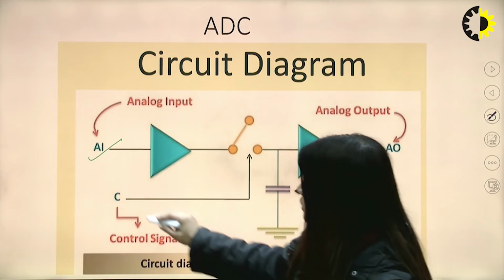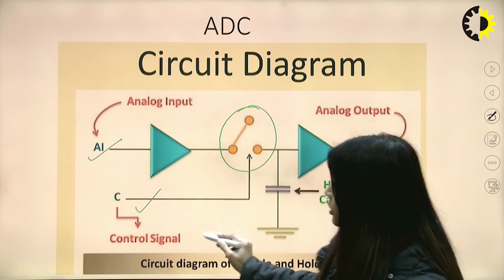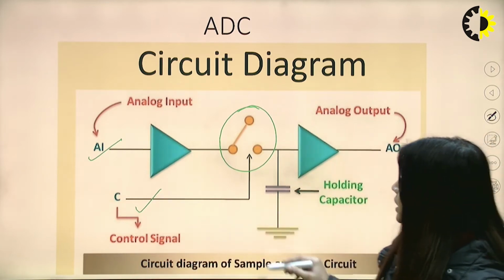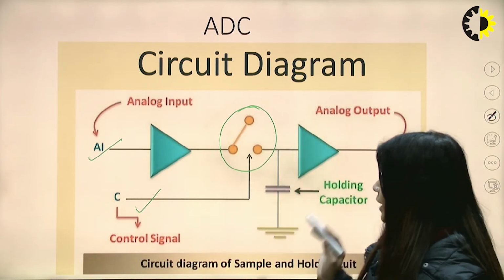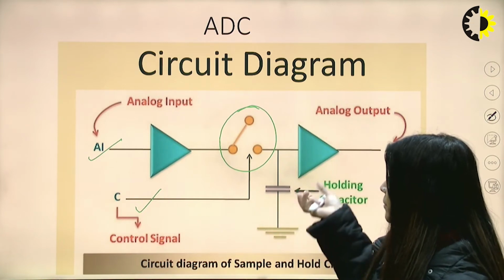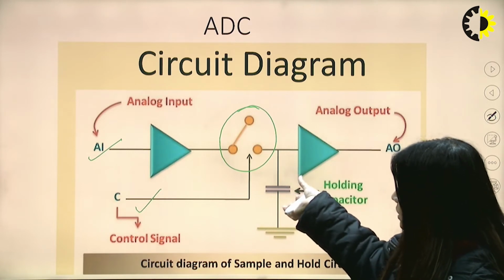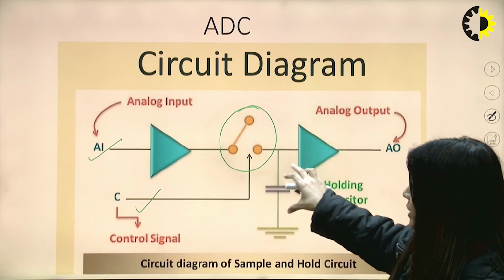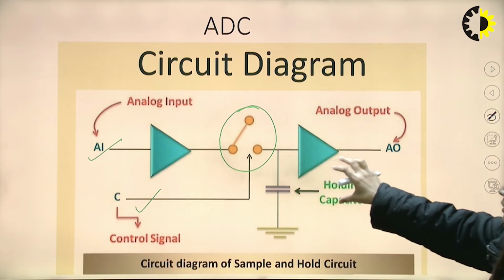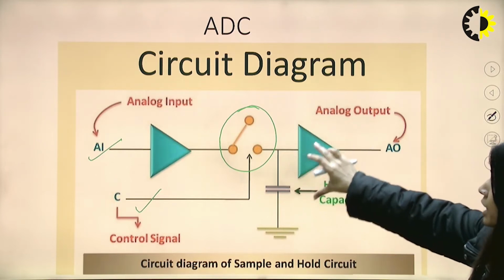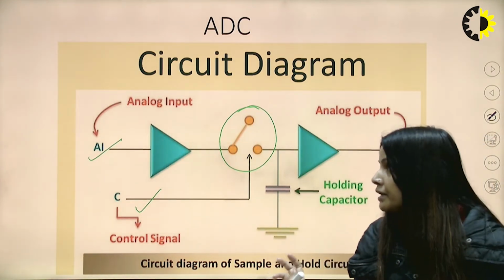This is the control signal which we are giving. This is the circuit, and this circuit is switched off and switched on according to the control signal. Now, let's say this is switched on, then the capacitor will be charged by that value. And now the requirement is that the capacitor should not discharge. So the holding time of the capacitor should be maintained so that it can carry the whole sampled value for the given time interval, and then by using the amplifier we can get the analog output. So this is a basic sample and hold circuit diagram for the ADC.